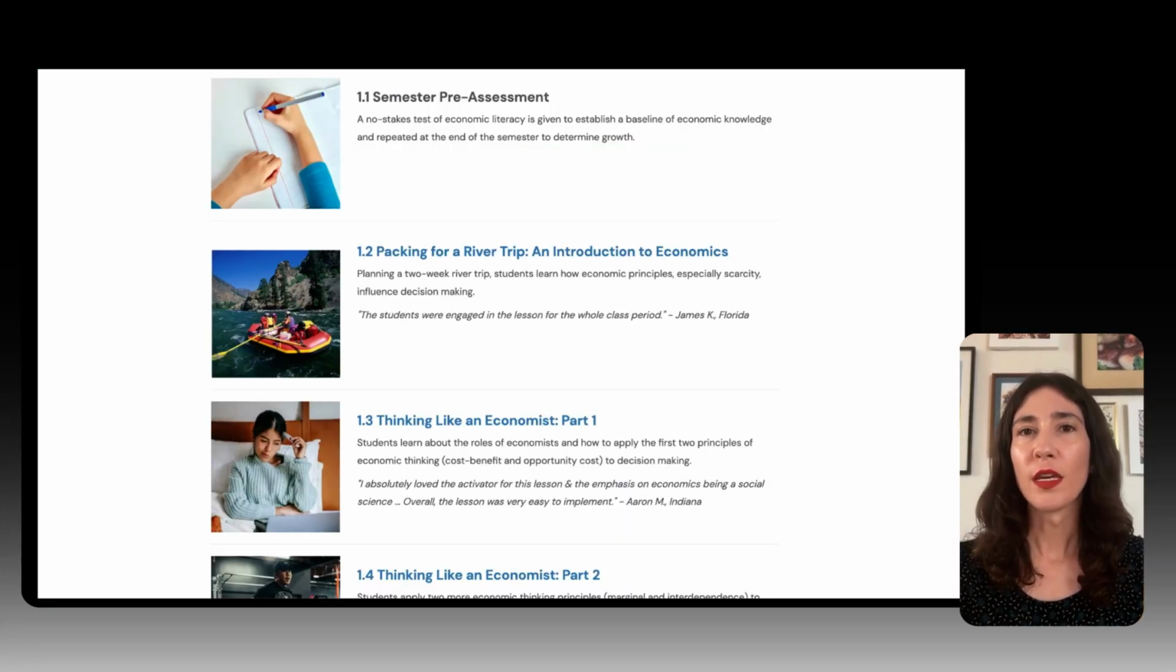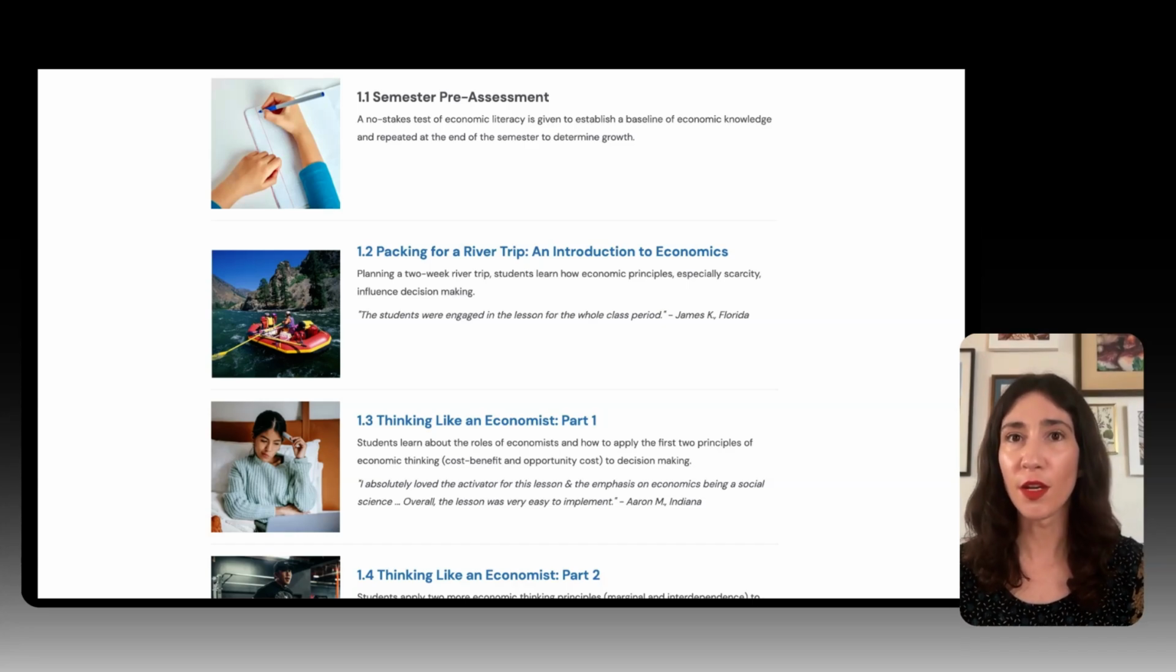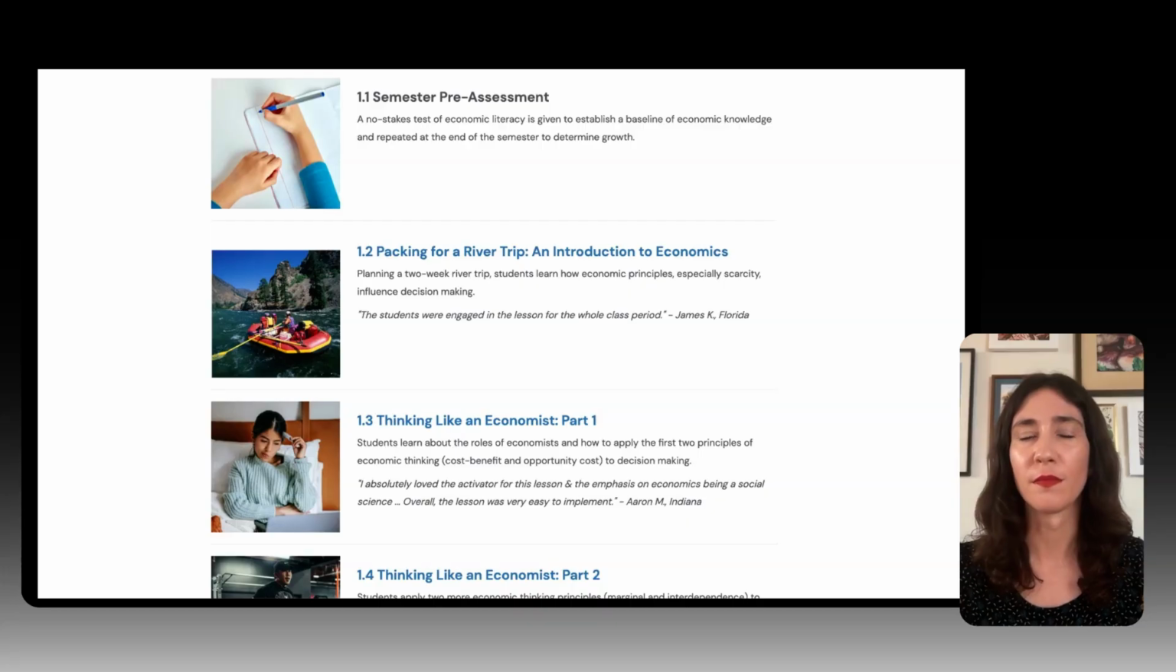Before these lessons, we started with lesson 1.2, Packing for a River Trip, which is a simulation that we're going to use examples from throughout these 2 lessons. So we highly recommend pairing 1.2 with 1.3 and 1.4. But if you didn't use 1.2, you can definitely trade out the examples we use for something else.